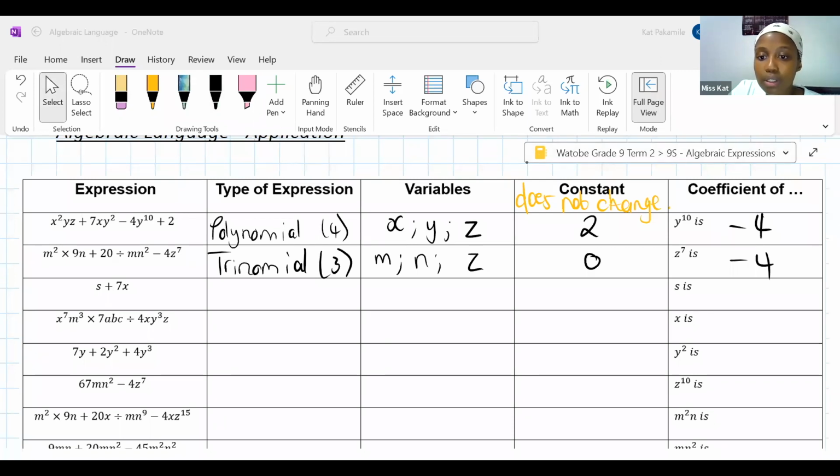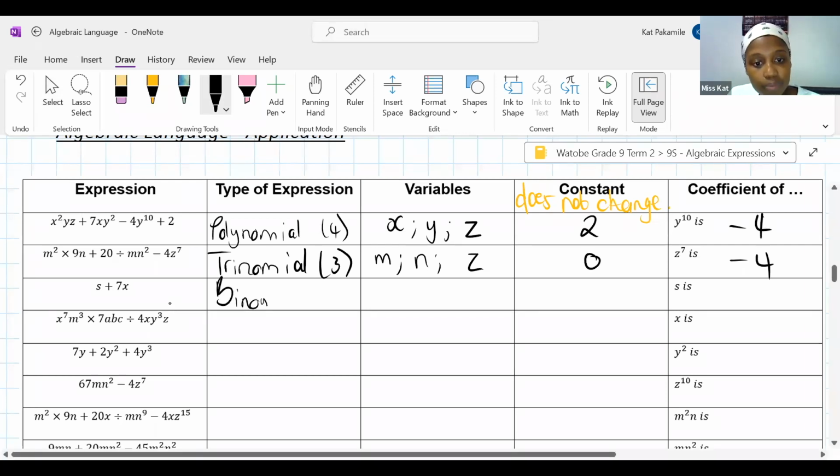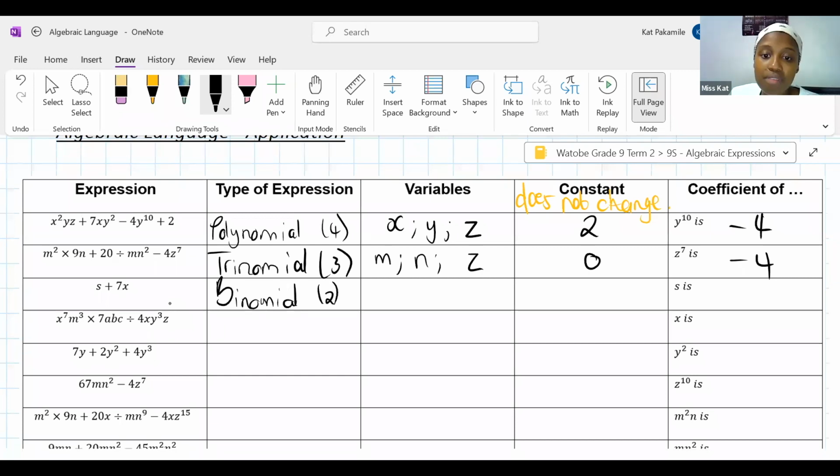Tato. Hi, ma'am. Hello. The next expression, it is a binomial. It is a binomial because it has how many terms? 2. It has 2 terms. Wonderful. What are my variables? X and S.